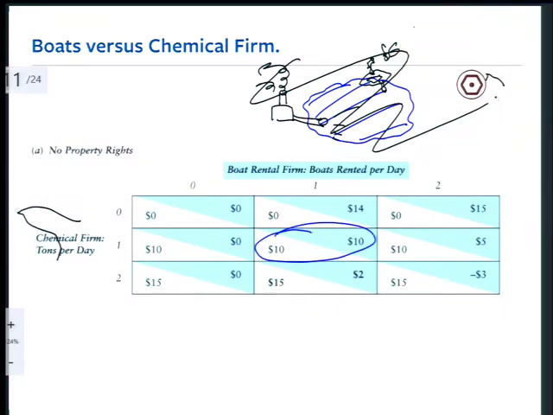Okay, so this here is the socially optimal level of production. The chemical firm produces 1 unit, and the boat rental company rents 1 boat. Each goes home with 10 for a societal payoff of $20. Now let's look at what's optimal for the chemical firm. Neither firm right now has the right to use the lake.